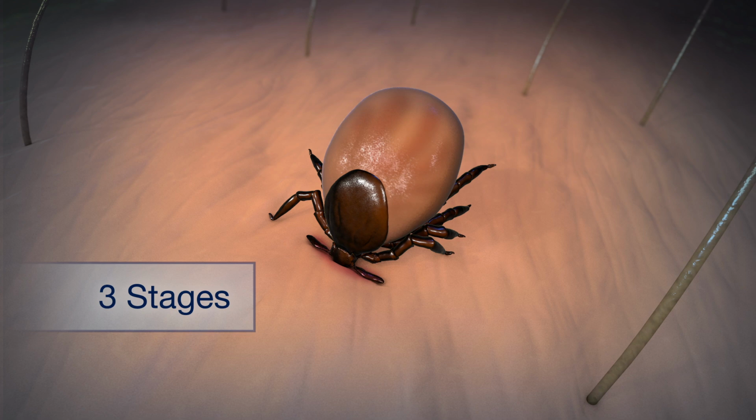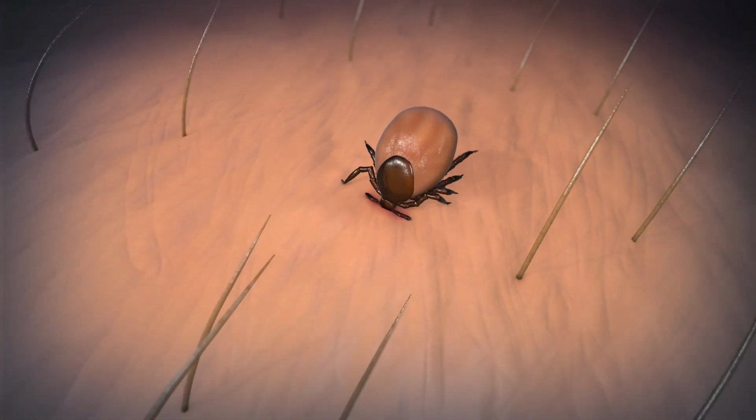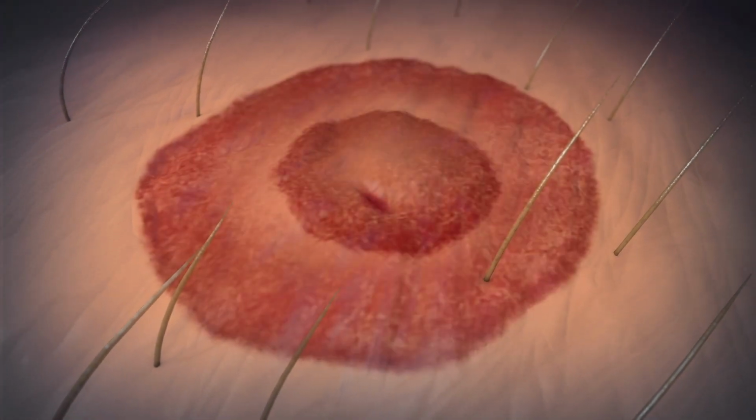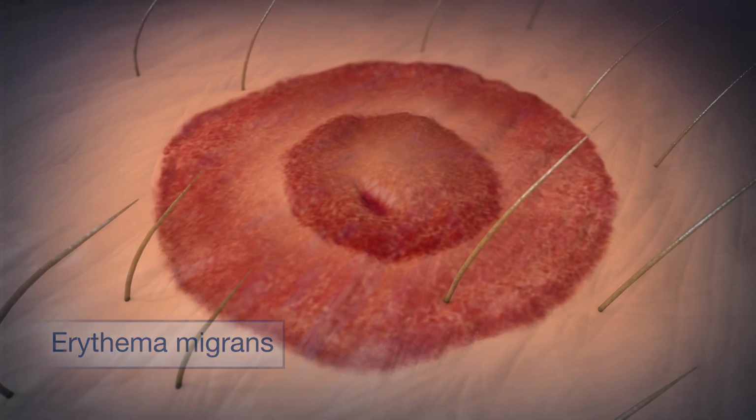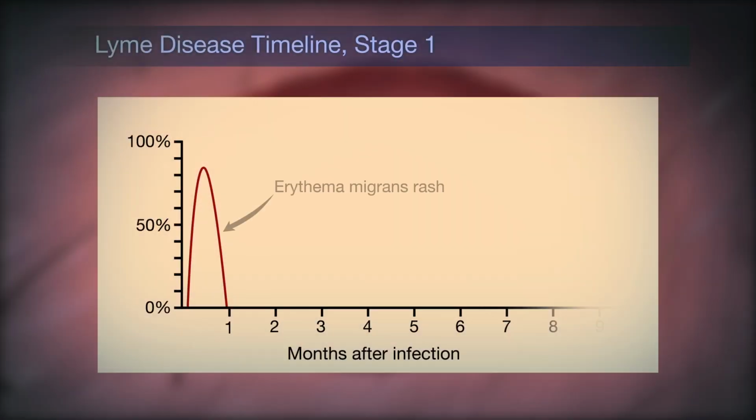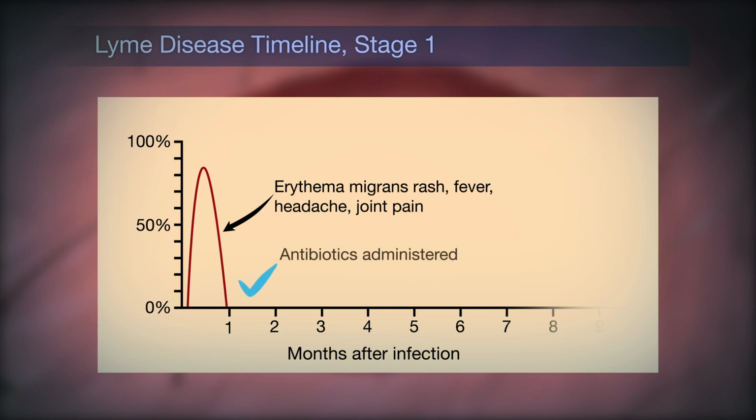Lyme disease occurs in 3 stages. Stage 1 is the initial infection in the skin at the site of the tick bite. The infection frequently, but not always, begins with a circular red rash called erythema migrans, or migrating or expanding redness. As we can see in this timeline, the rash may appear in the first few weeks of infection, typically resolving by the end of the first month. The early Lyme disease infection often causes flu-like symptoms such as fever, headache, and joint pain at this time. If treated with antibiotics at this stage, a full recovery is likely.